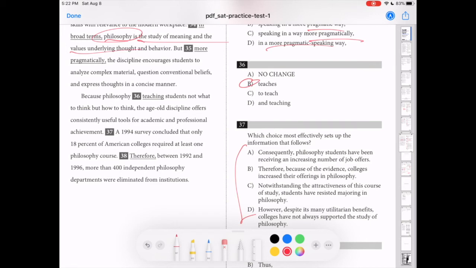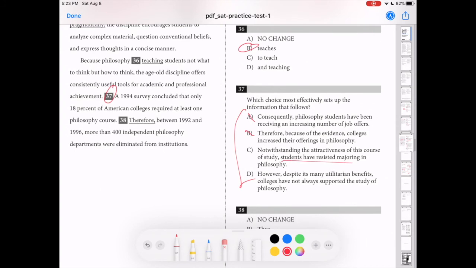So we want a choice of contrast. A and B give off positive vibes, which is not really what the next two sentences end up showing after 37. C states students are the problem. They don't care for philosophy. But we don't really know that, and we don't know if it's true, as students are resisting. And D states that colleges are the ones at issue. And sure enough, that's what the context tells us. Colleges are rapidly cutting these programs and other stuff.